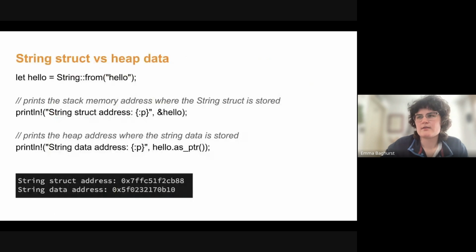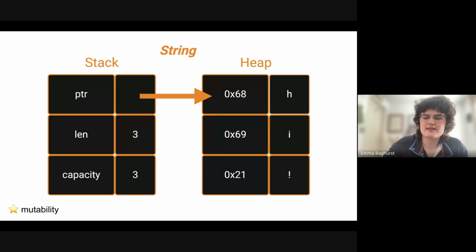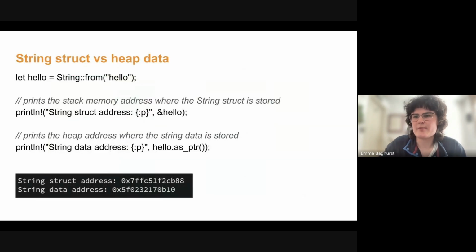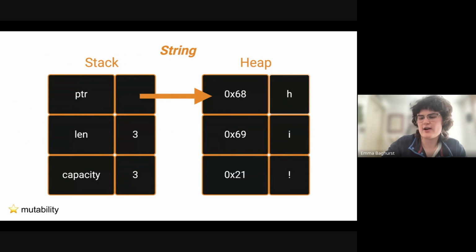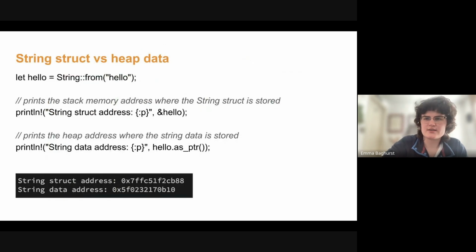Just to illustrate this using code to prove to you that this actually exists. On the first line, I'm declaring a string called hello. The second line shows that you can print the stack memory address of where the string struct is stored. That is the thing on the left in the diagram. Below that, on the third line, you can also print the heap address where the actual string data is stored. Sorry, that's the thing on the right. The output is in the screenshot below, so you can see those two memory addresses are different, showing that they're two different things, but they both make up the idea of a string.